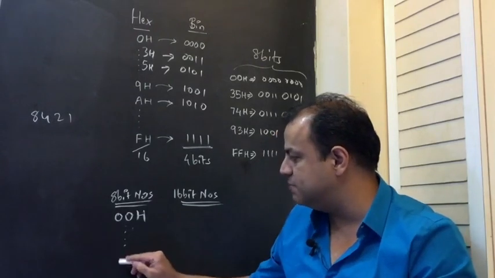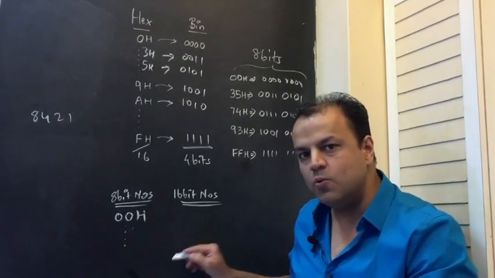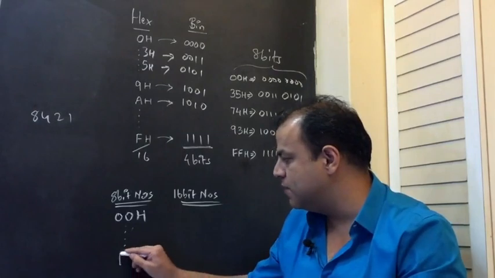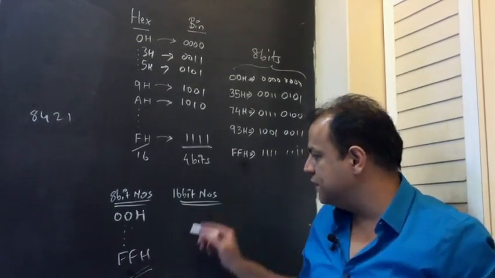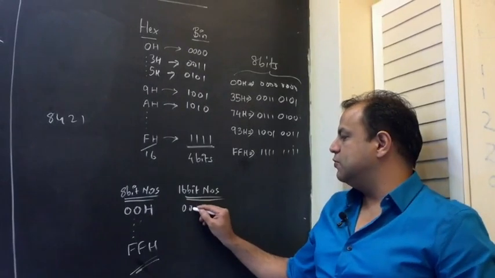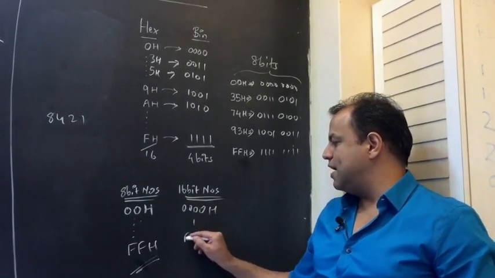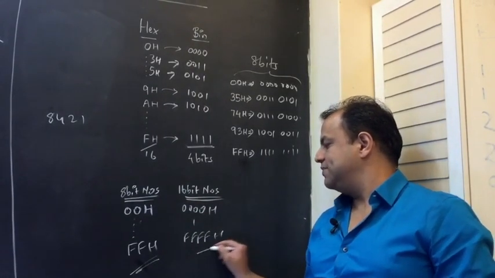And the biggest 8-bit number will be 11111111, which in hexadecimal form will be FF. So the range of an 8-bit number goes from 00 to FF. The range of a 16-bit number is 0000 up to FFFF. Please tell me, is this clear?